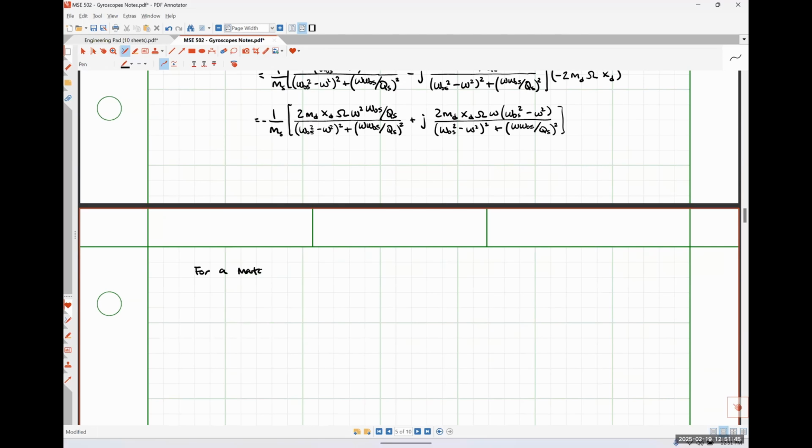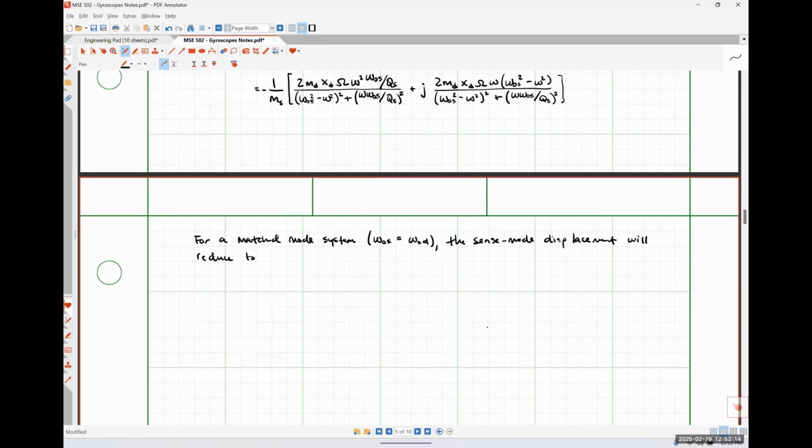So for a matched mode system, where omega naught S is equal to omega naught D, the sense mode displacement will reduce to: xs as a function of omega will simply come out to be -2 times the ratio of md over ms times xd times our angular rotation omega, times Qs over omega naught s.